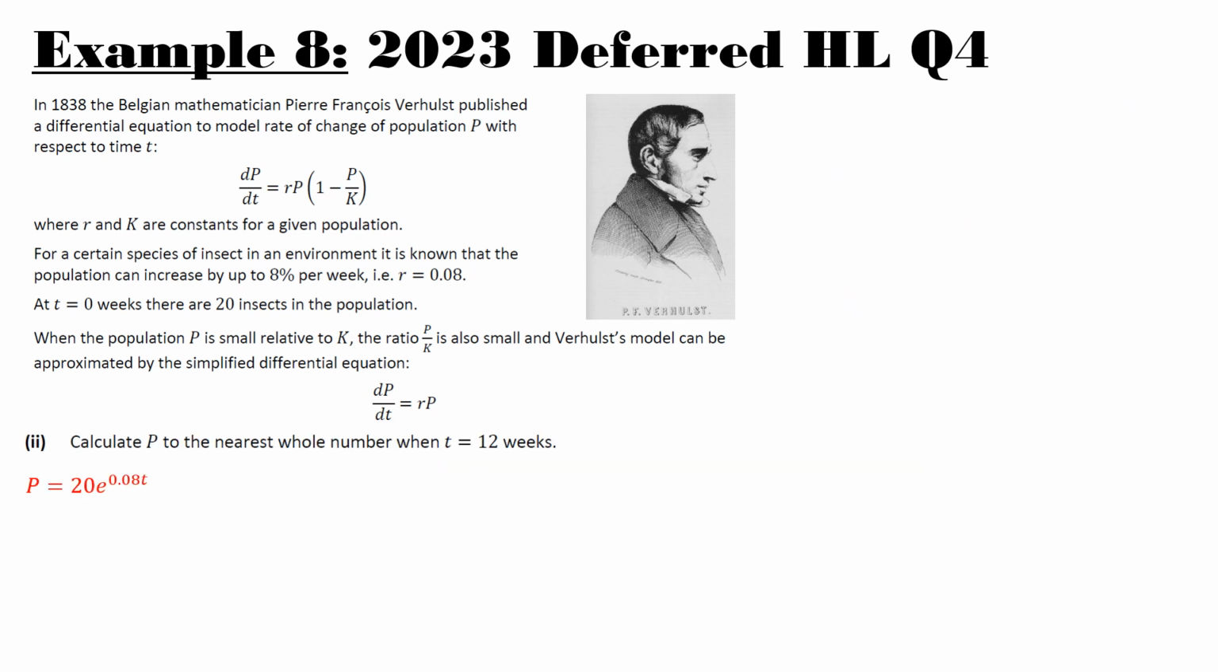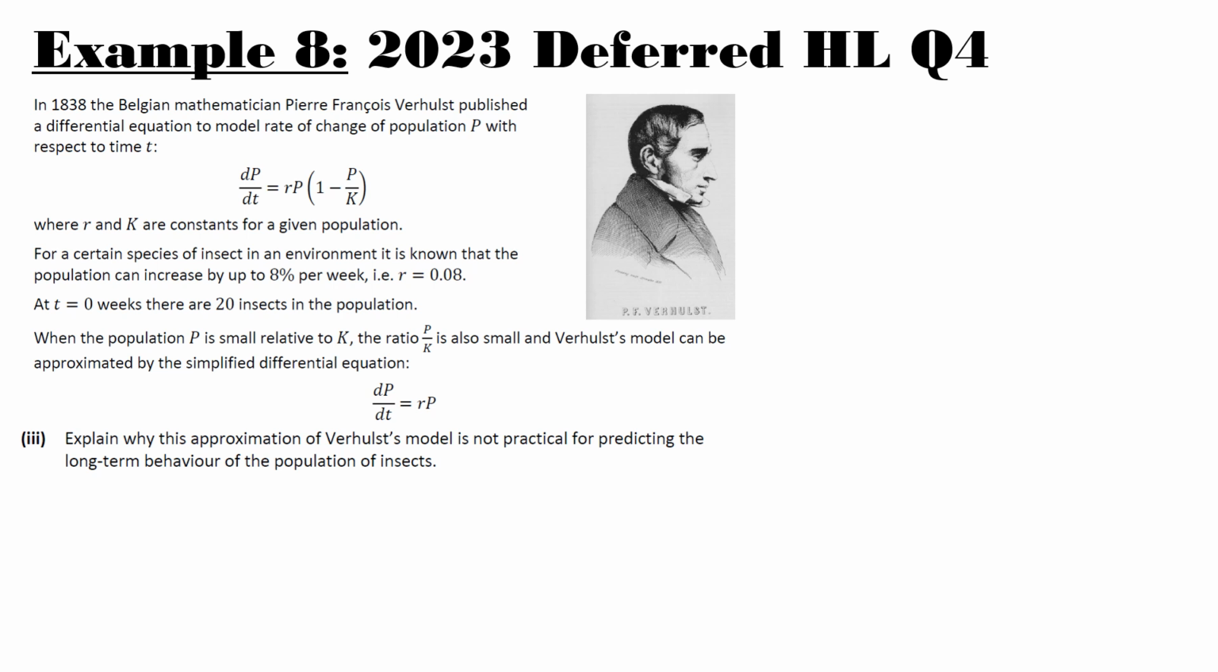Part 2 then asks us to calculate P to the nearest whole number when t is equal to 12. So we have our formula here from part 1. So that's 20e to the power of 0.08 times 12. That can go straight into the calculator, and correct to the nearest whole number is 52, and that's insects.